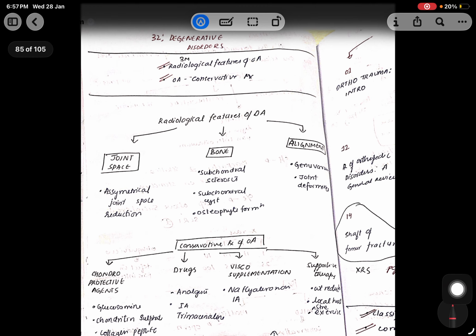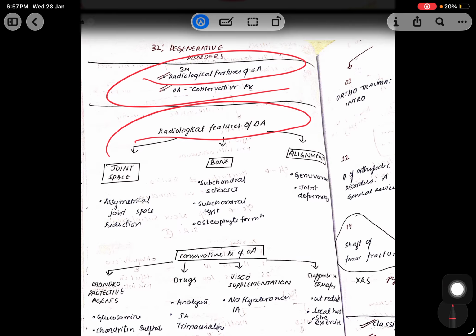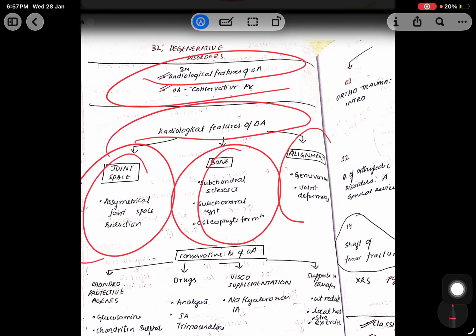Degenerative disorders, though osteoarthritis is the most common thing, I don't know why they just ask for a 3 marker, because it's something more than radiological features. You should be able to pick up osteoarthritis just with crepitation, which you see, or also effusion. Though these are seen at last stages, at least at that stage you will be able to pick these things. Okay. Again, while writing radiological features, talk about joint space, because that is what we see first. Then talk about the bone. Then talk about the alignment.